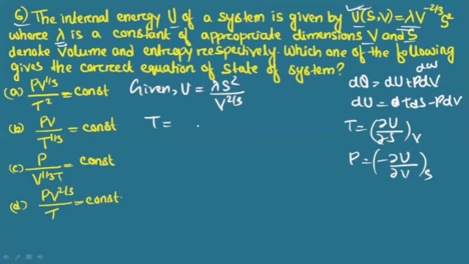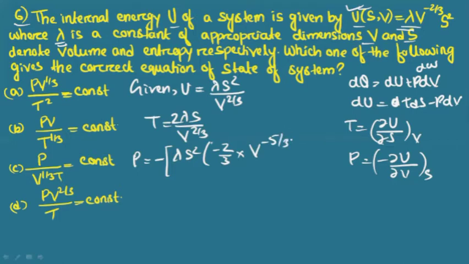So here if you find T, it will be del U by del S. So you see, lambda V to the power 2 by 3 is constant, and this will give you 2S. So I'm writing it in this way. Next you see, you will write the pressure. P is equal to minus del U by del V, right? So lambda S square is constant. V to the power minus 2 by 3 on differentiation will give you minus 2 by 3 into V to the power minus 5 by 3. You can see this one. 2 by 3 minus 1 will be 5 by 3. Alright. So here you can see minus will become plus.